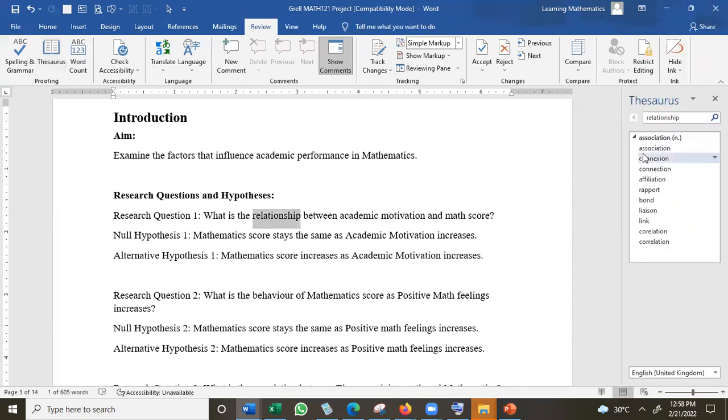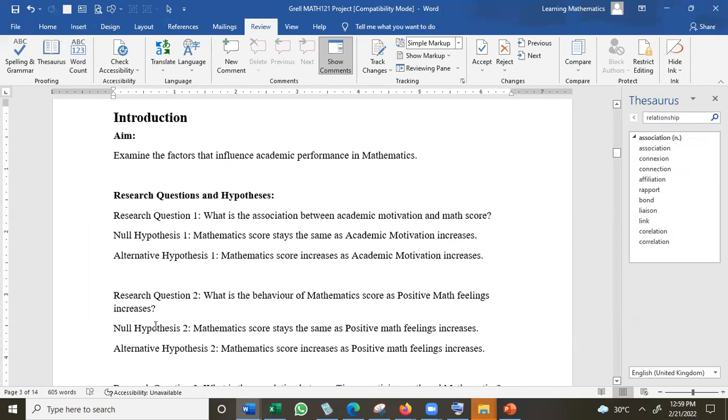What is the association? Here it is, and you just insert it. What is the connection? What is the affiliation? What is the correlation between academic motivation and math score? And the possible answer is a hypothesis: mathematics score stays the same as academic motivation increases.